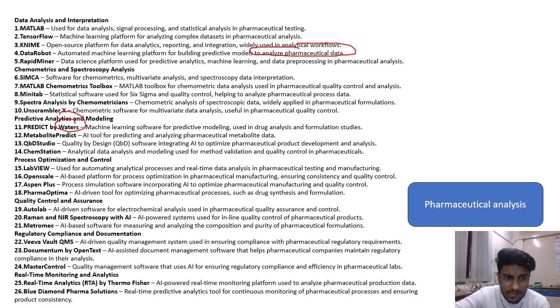Then for process optimization, you have OpenScale, Optimize, very good for drug synthesis. You can just note this name down. Metromech, again, it is good for pharmaceutical formulation, for purity profiling and all.